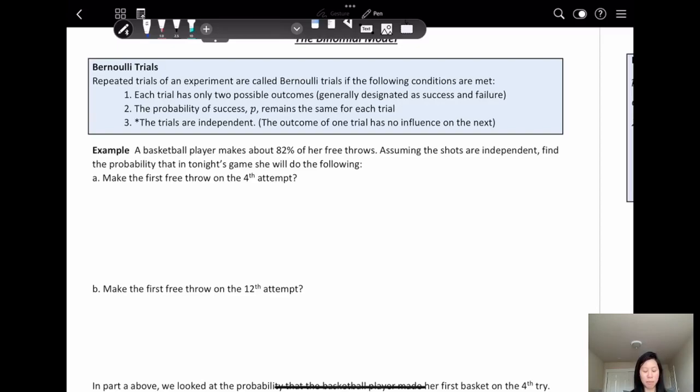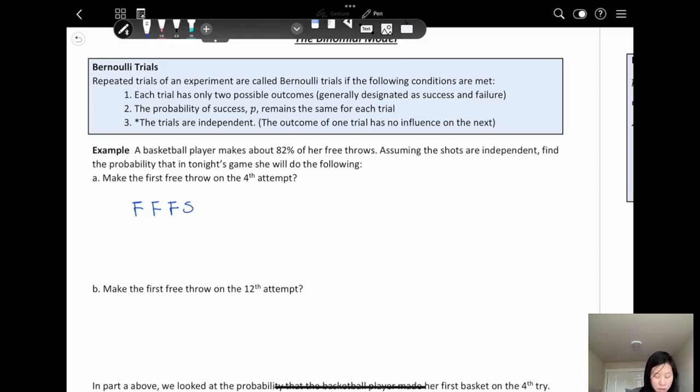So now here's an example. A basketball player makes about 82% of her free throws. Assuming that the shots are independent, find the probability that in tonight's game she will do the following. Make the first free throw on the fourth attempt. What does that mean? It means the first 3 attempts she didn't make the free throw. She failed the first time, the second time, the third time, until the fourth attempt, when she succeeded.